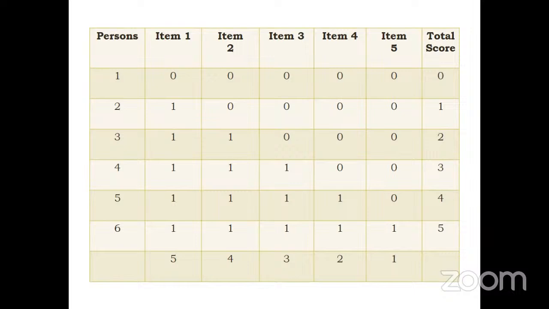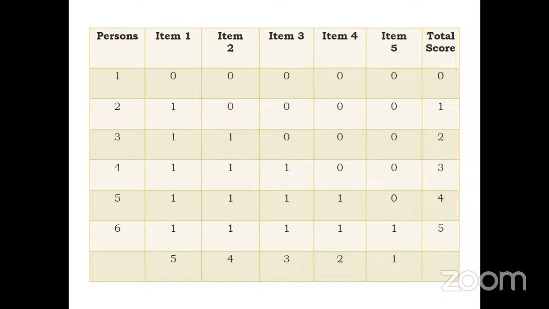Likewise, as you go down, you see, as the scores are increasing, it is following a very regular pattern in which the next person is answering all the answers correctly answered by the previous person, and then one single extra. So the 6th person has answered all the items correctly. So that person has got a total score of 5.